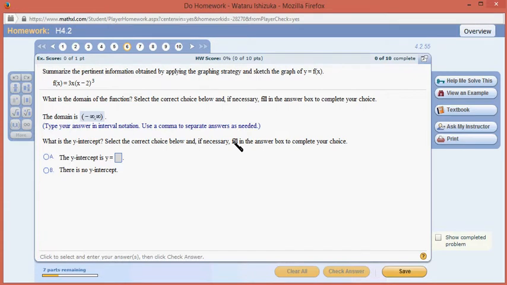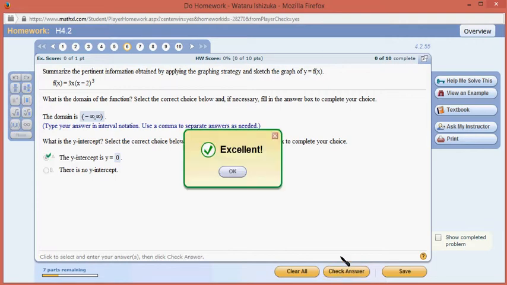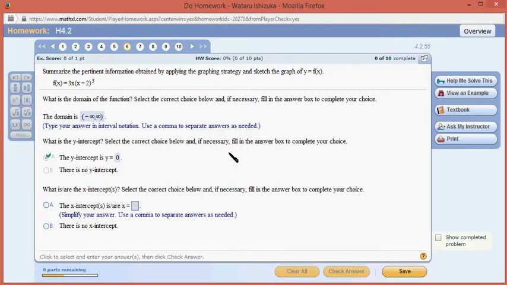In order to find the y-intercept, you just need to plug in x equals 0. We can actually do it in our head. If you plug in 0 for x, that's 0. So the y-intercept is 0. We got that. Now we want to find the x-intercepts.